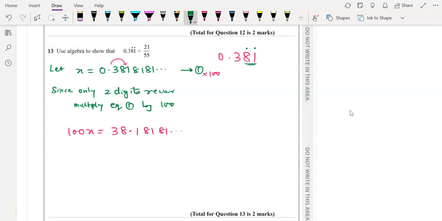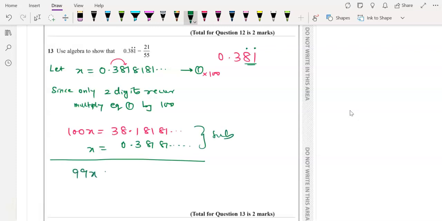Copy down the first equation below this. So x equal to, try to keep the decimal point in the same line, 0.38181 and so on. Now subtract the two equations. So 100x minus x will give me 99x, and on the right hand side, this part 818181 is all recurring, it will get cancelled. So I'm left with 38.1 subtract 0.3, that will give me 37.8. Now I want x all alone, so divide both sides by 99.